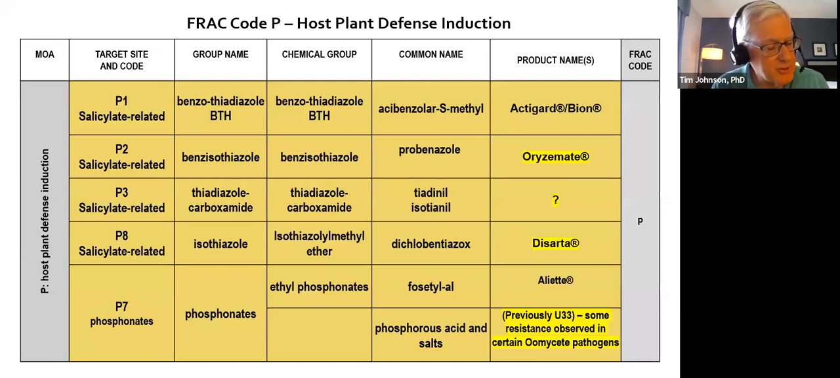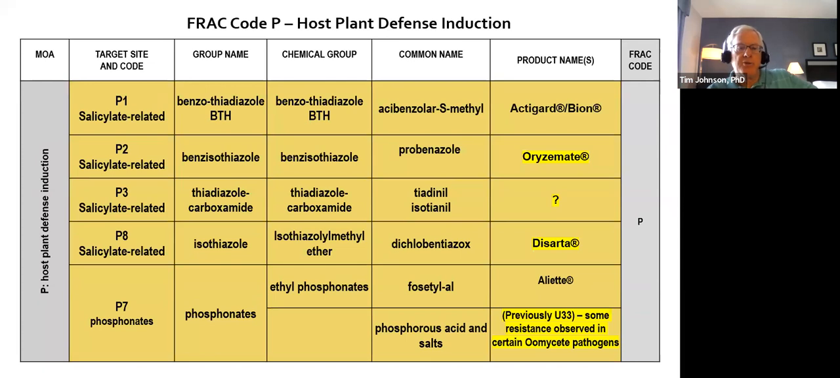So now we're going to take a look at some of the FRAC tables, and we're going to take a look at some of the different active ingredients. So this first one, basically these are FRAC code P type active ingredients. We talk about the target site and code, group name, chemical group, et cetera. The far right are some of the product names. And they're basically listed in chronological order for when the Fungicide Resistance Action Committee accepted them as this mode of action being well established.